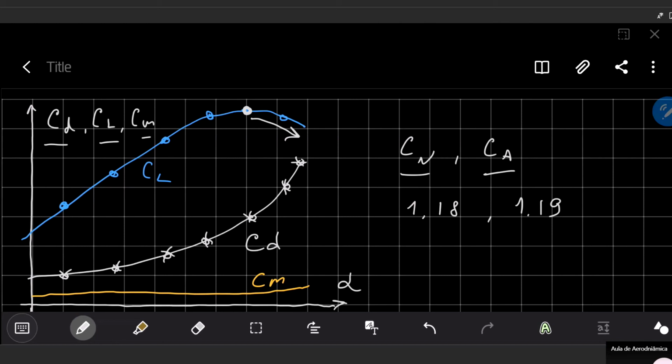And I'm not asking you to study or to simulate this question. You study and simulate only until the flow separation. Okay, this is the point of the flow separation here. So significant flow separation in the point of maximum lift coefficient.